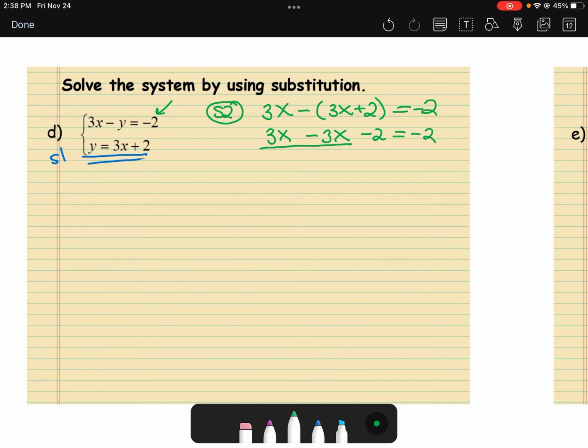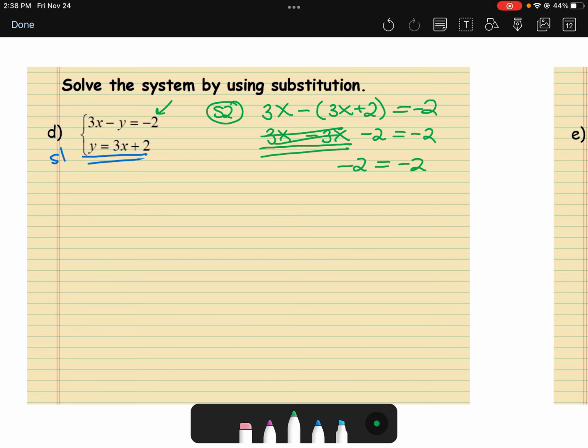Well, now I'm going to combine my like terms. 3x minus 3x, well, that gives me 0. So these essentially just disappear. So I'm left with this statement: negative 2 equals negative 2. Here would cause a lot of panic, and that's why I want to make sure that we see this example.